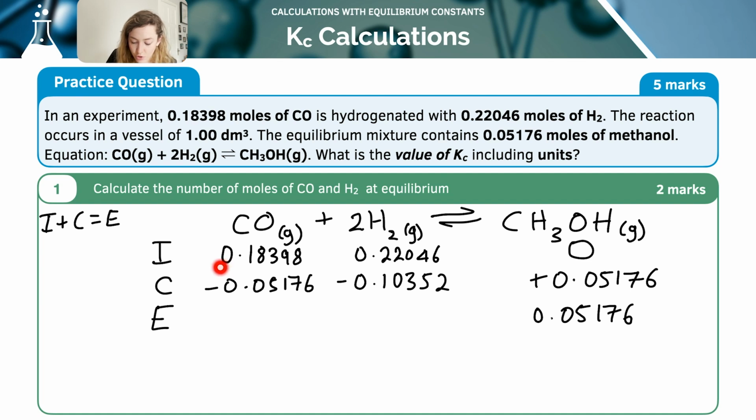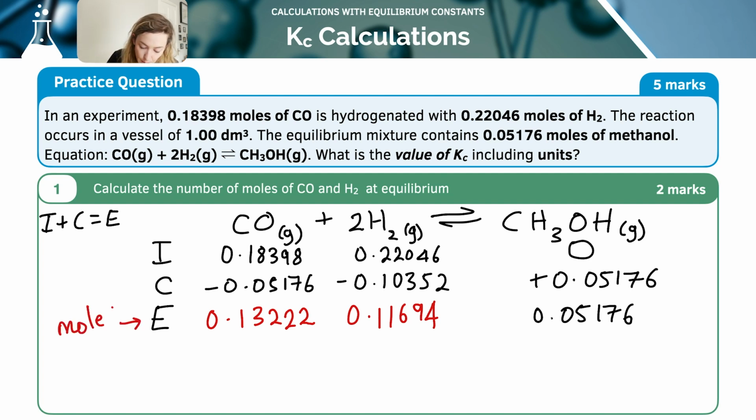So I just need to get my calculator out and do 0.18398 plus minus 0.05176. I'm doing this really carefully in my calculator. So my equilibrium moles is 0.13222. And then for my hydrogen, I'm going to do the same thing, 0.22046 plus minus 0.10352. All right, so my equilibrium moles is 0.11694. So I've got my equilibrium moles.